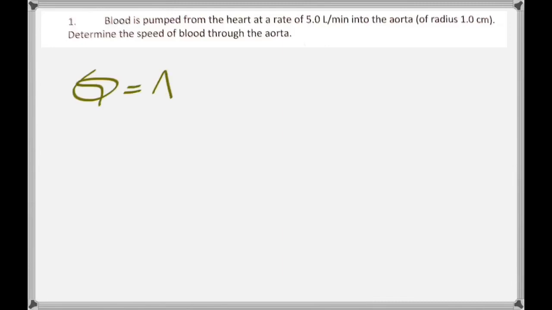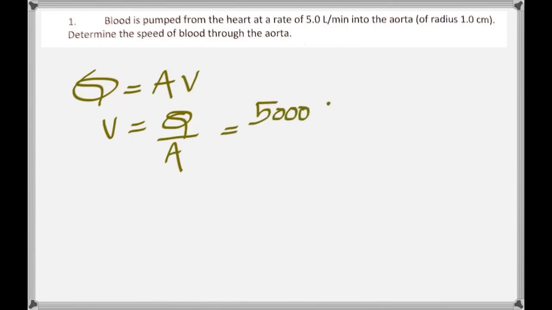So the formula for rate of flow is area of cross section times the velocity. And since you have to find the velocity, just rearrange to get Q by A. And Q is 5,000 centimeter cube by 60 seconds, because we can't use liters, and 1 liter is 1,000 centimeter cube. So that's why it's 5,000, and then a minute is 60 seconds.